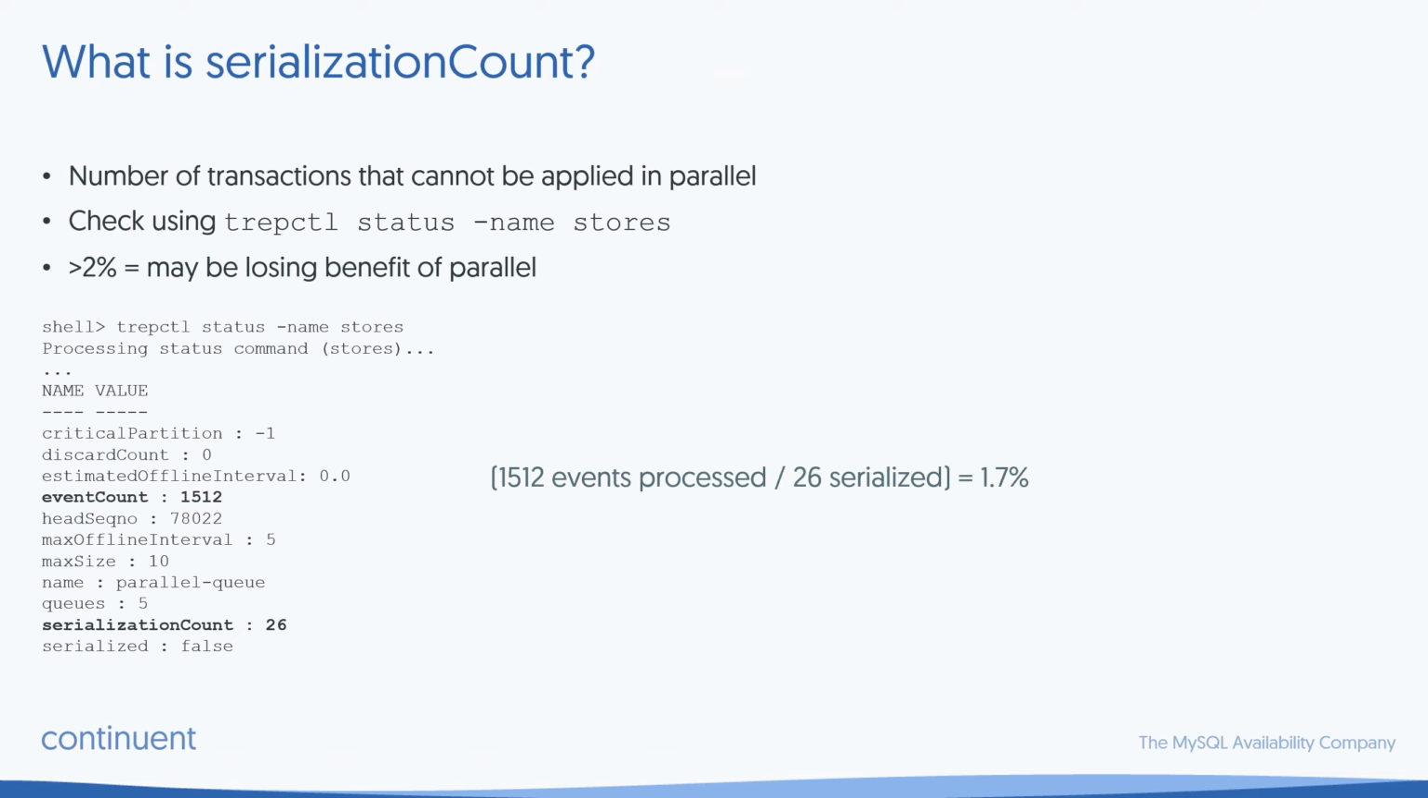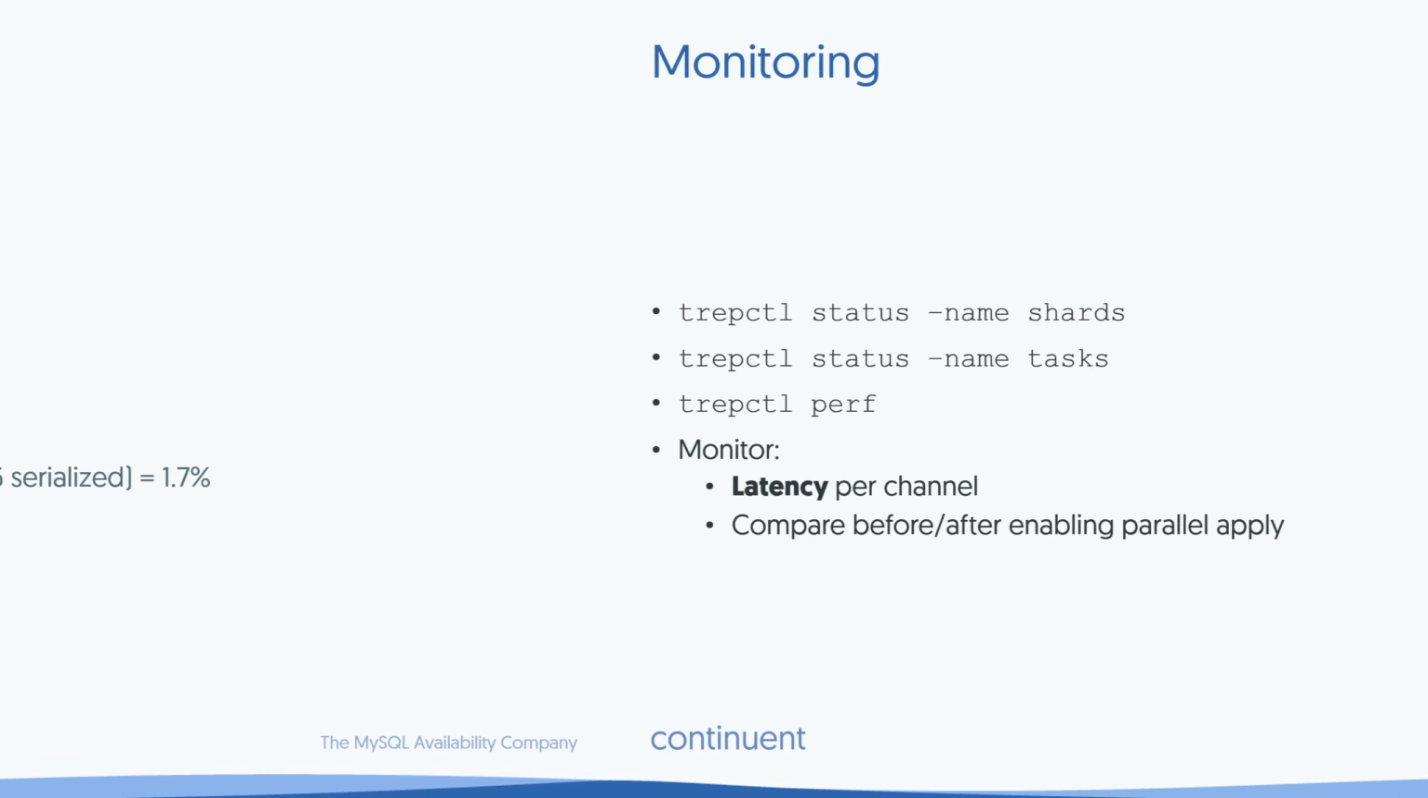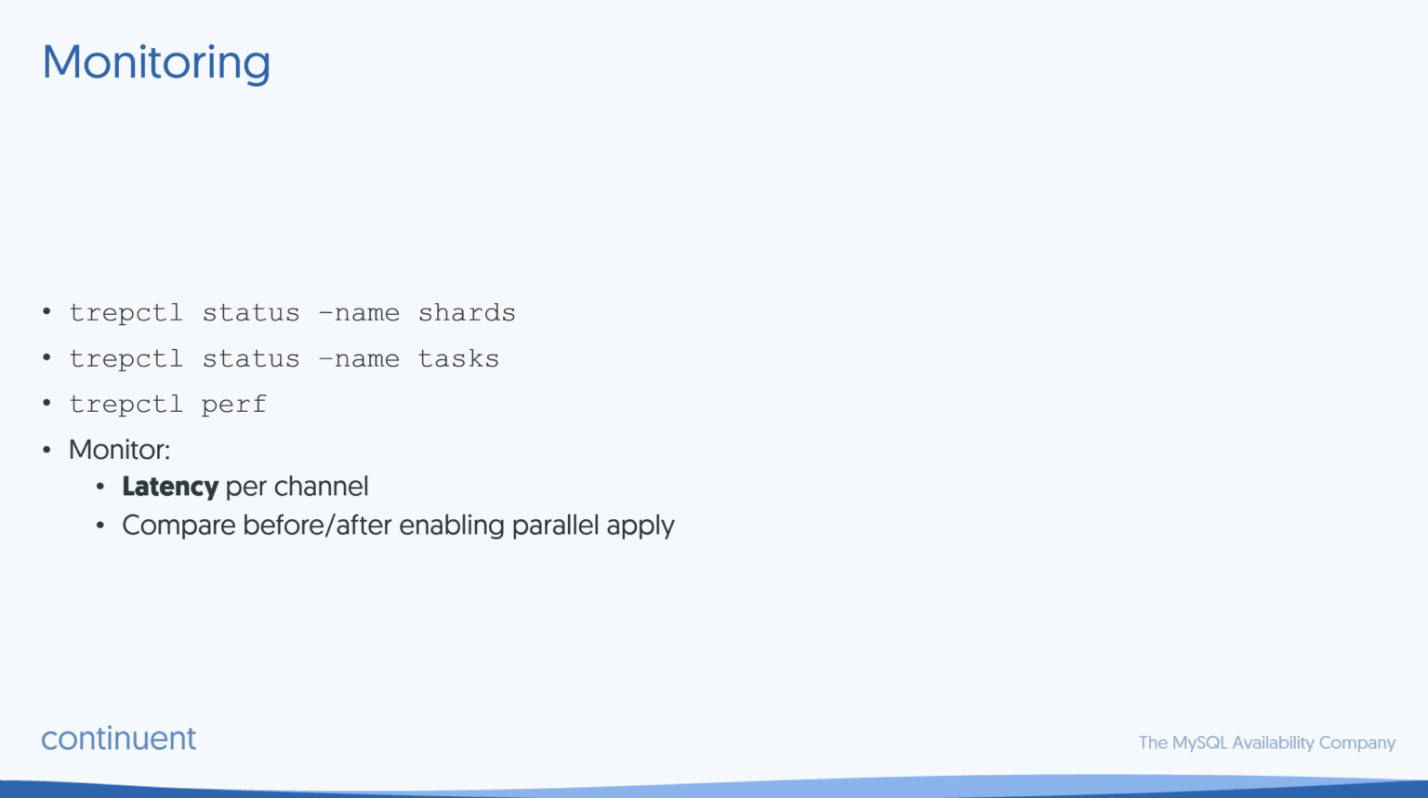Generally speaking, this isn't a set rule, but if that percentage is greater than 2%, then you're probably not going to start seeing the benefit of parallel apply. So this is part of your trial and error. Enable it, monitor this, keep an eye on the serialization count, work out those percentages. And if that value is getting up there in the high figures of the percent, then you're probably going to lose those benefits.